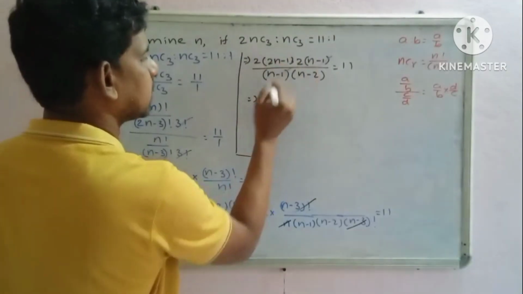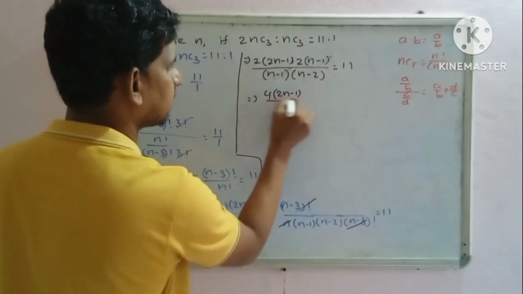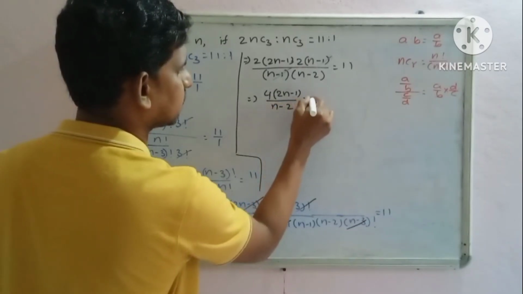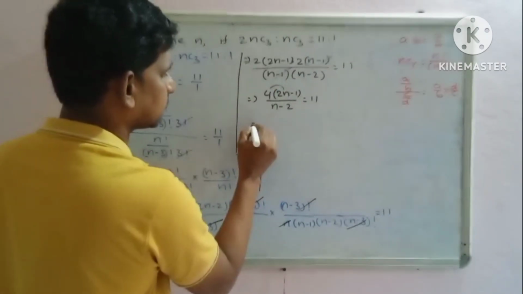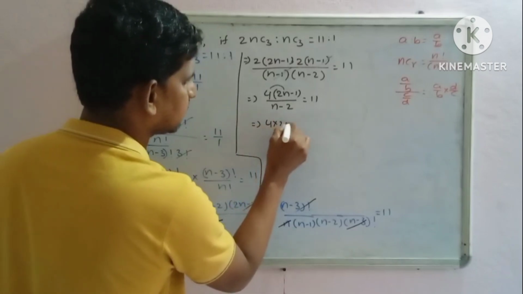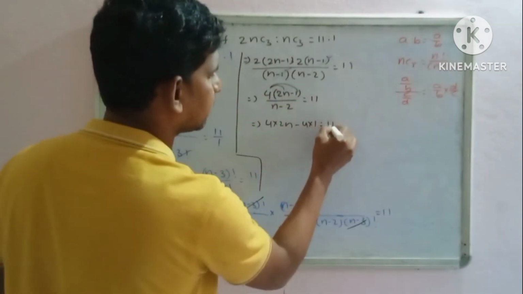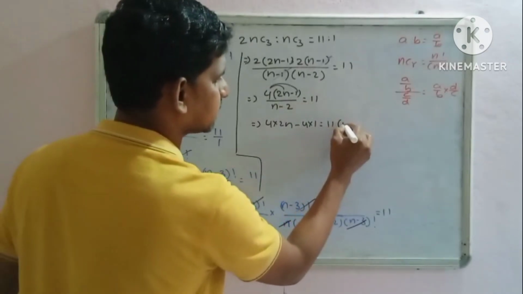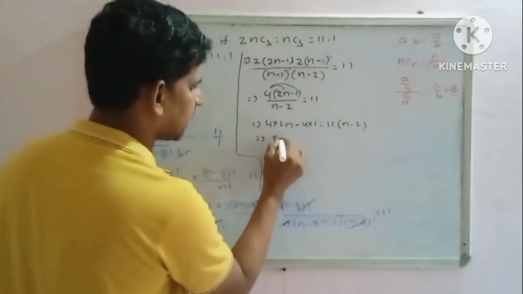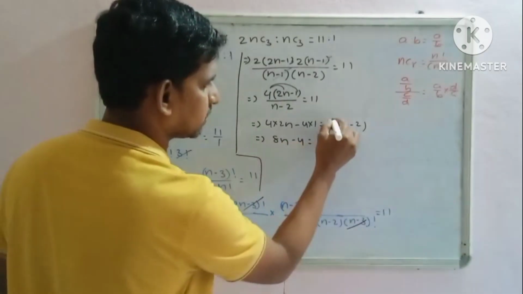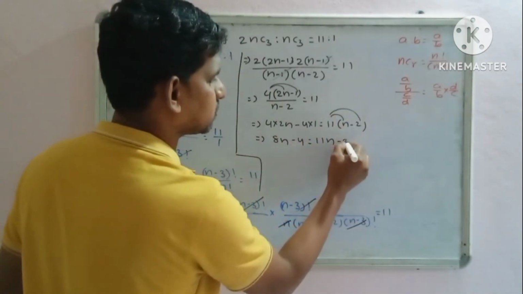So 2 2s are 4. 2 2s are 4 times of (2n minus 1) by (n minus 2) equals 11. See, 4 into 2n, so 4 times of 2n minus 4 times of 1 equals 11 by (n minus 2). Transpose to the right side, multiply with n minus 2. So 4 2s are 8n minus 4 equals 11 times of n, 11n, 11 times of minus 2, minus 22.